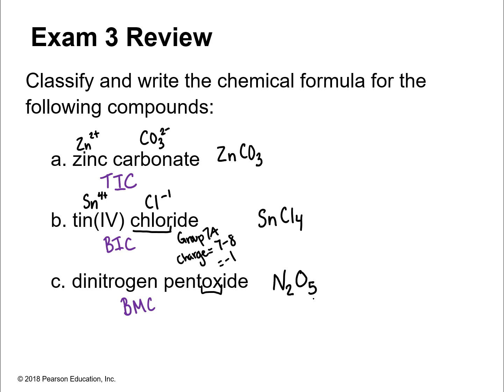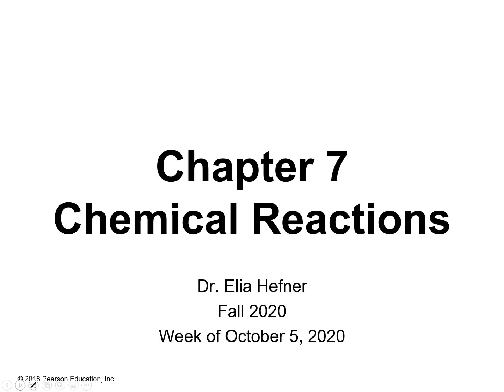So I'm going to have more of the naming and classifying in the Chapter 7 lecture. Chapter 7 is on chemical reactions. We're going to be writing chemical equations as in words. We're going to be taking words and writing chemical equations. You're going to learn some different reaction types, and we're going to balance equations. That's kind of the main things. We're also going to look at the evidence for a chemical reaction taking place.